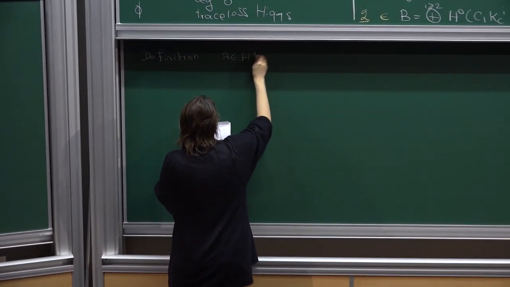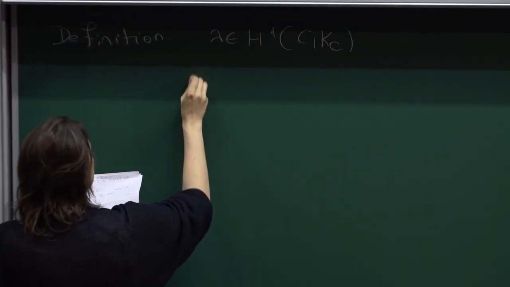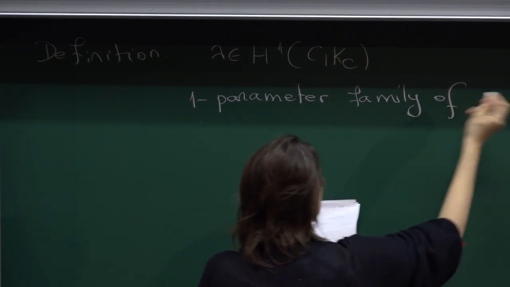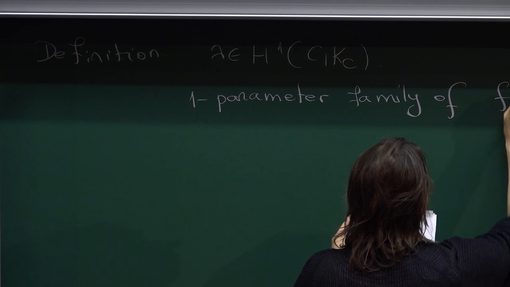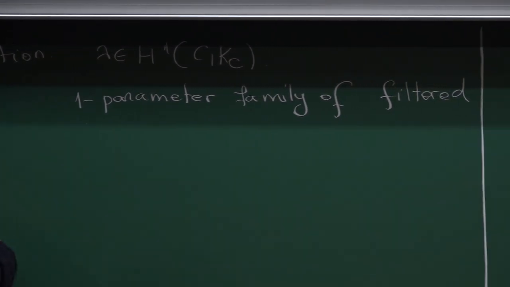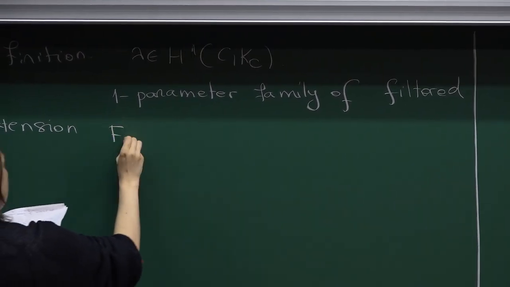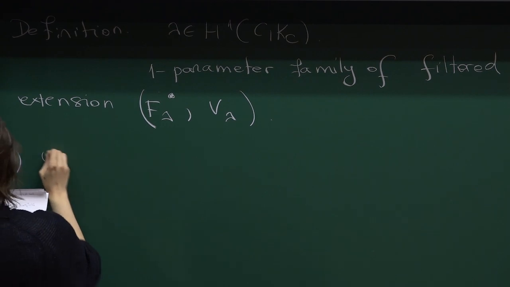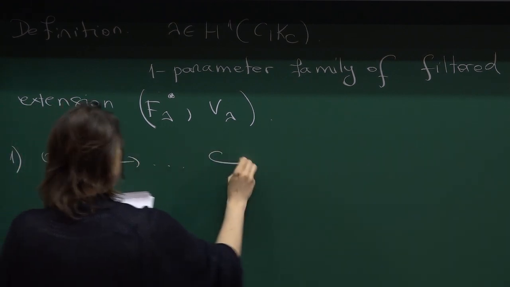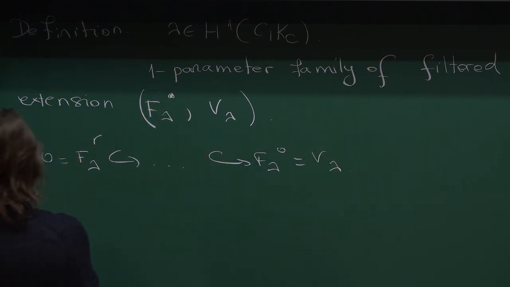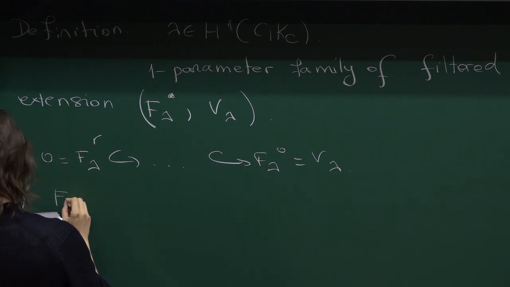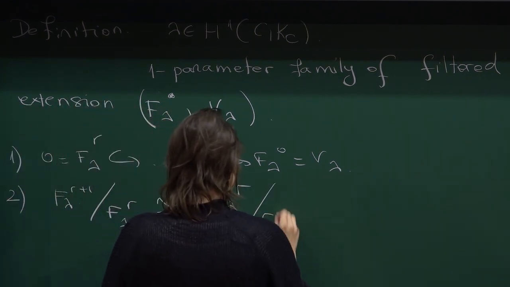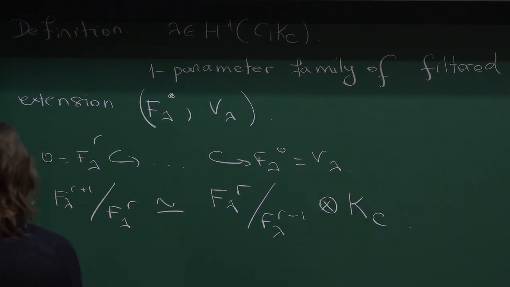For any lambda in C, so this is just a complex number, I want to define a one parameter family of filtered extensions, to be F lambda, this filtration. This is the vector bundle, and maybe I'll just write in words. So I do have a full flag, and the last condition is fulfilled. So I do have an isomorphism between the ratios, tensor K_C.